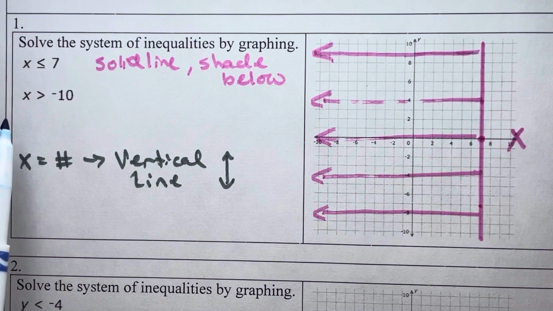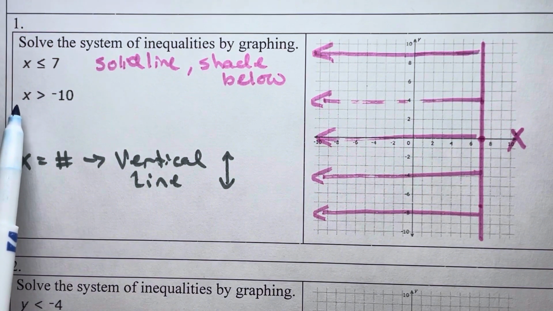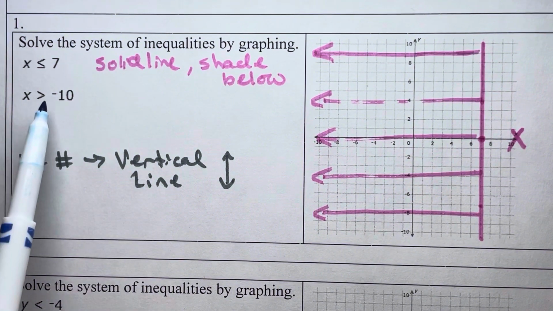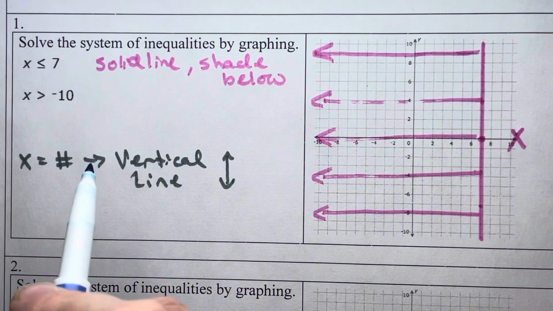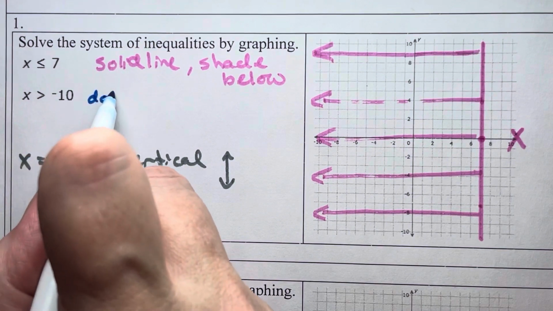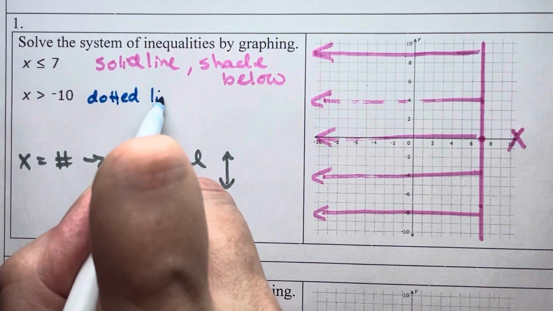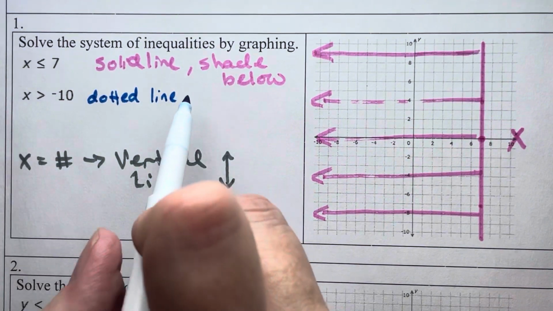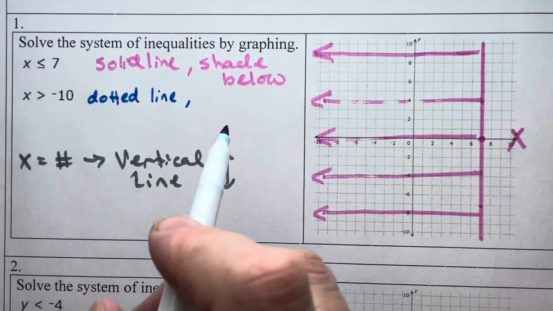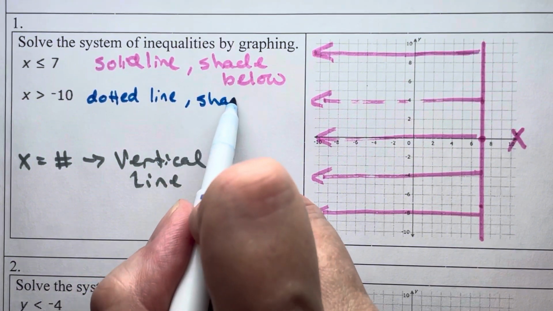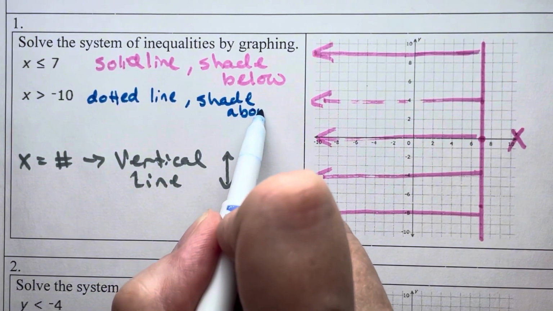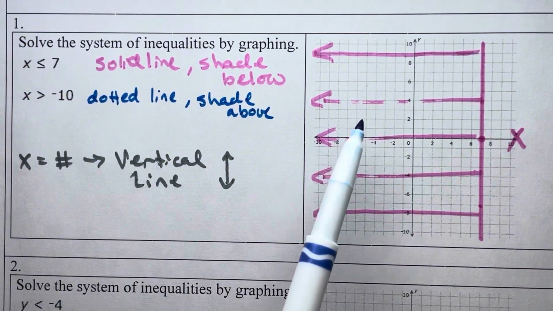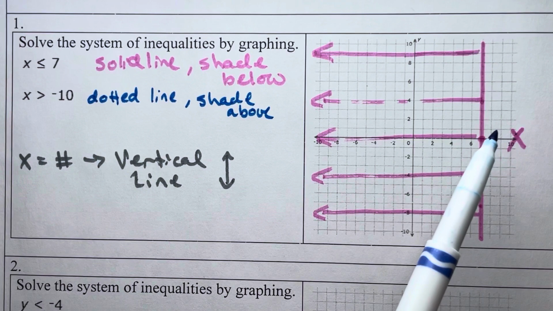So let's look at our second inequality. We again have an x equals type equation. This is still a vertical line. So x greater than -10. So this is going to be a dotted line, as it is strictly greater than. And because it is greater than, we know we're going to shade above. And above for a vertical line means we're going to shade directly to the right towards the positives.